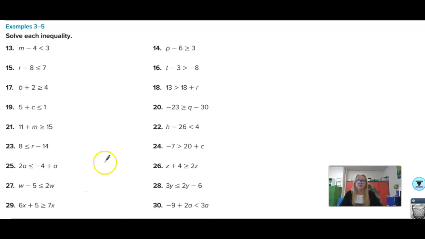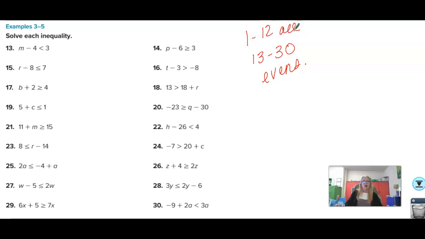On these, on 13 through 30, just do the evens. 13 through 30 even. And you don't have to graph them, just write the answer, and you don't have to write it in set builder notation. So do all 1 through 12, and 13 through 30 evens on your workbook page, and you will turn in the workbook page to me in person. Don't put your cooties on it.